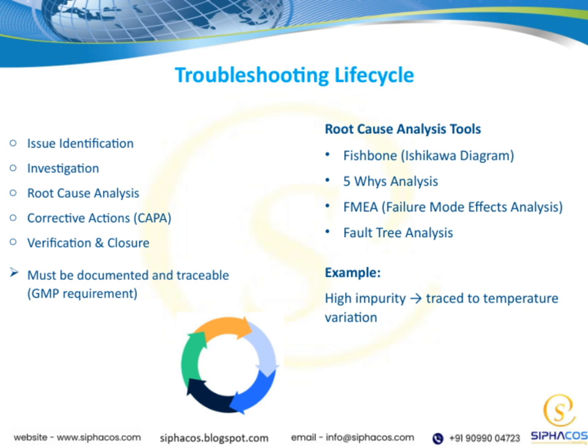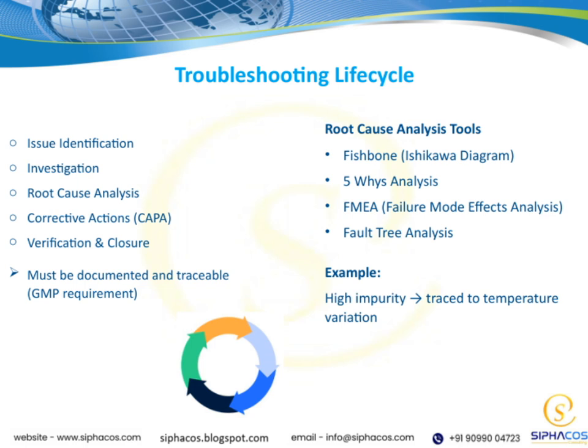Then we have FMEA, which stands for Failure Mode Effects Analysis. This systematic approach helps us evaluate potential failures in a process, understand their effects, and prioritize risks. It's vital for proactive quality management and preventing issues before they happen.